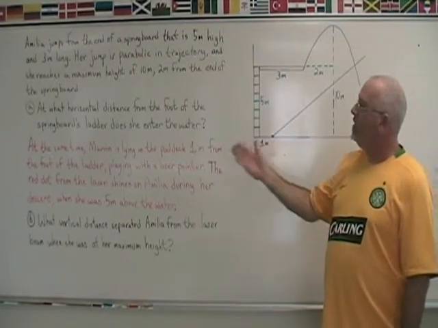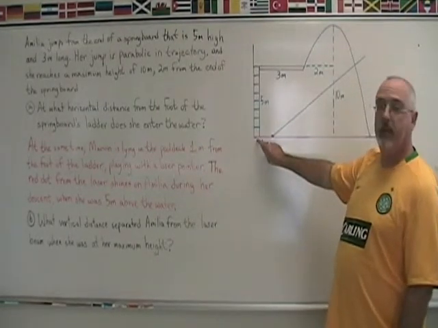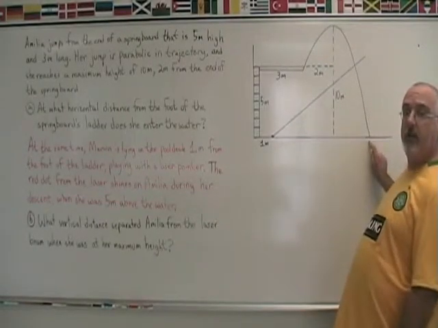First, we are asked at what horizontal distance from the foot of the springboard's ladder does she enter the water. We're being asked for this distance here, from the base of the ladder to the point where she enters the water.